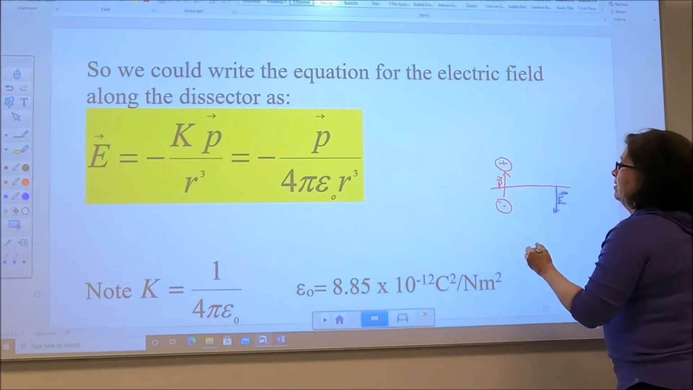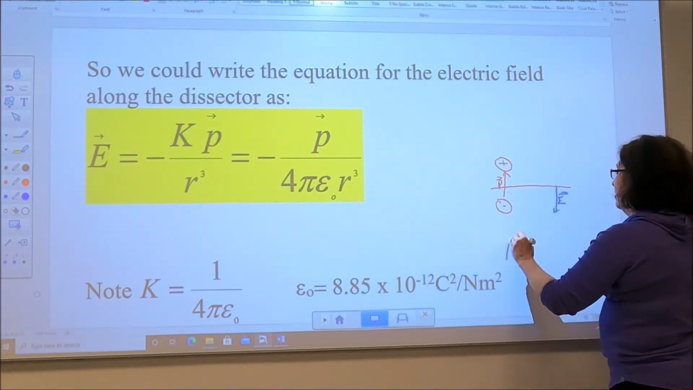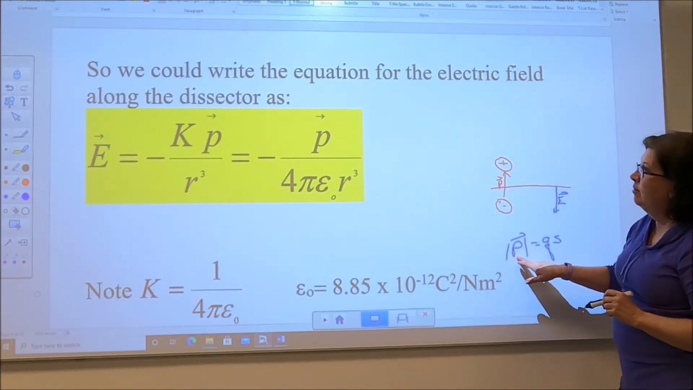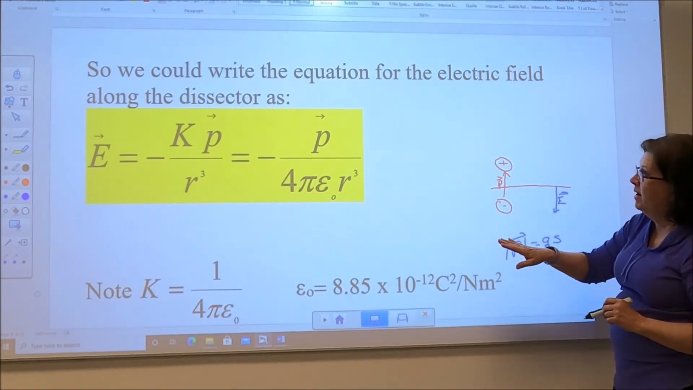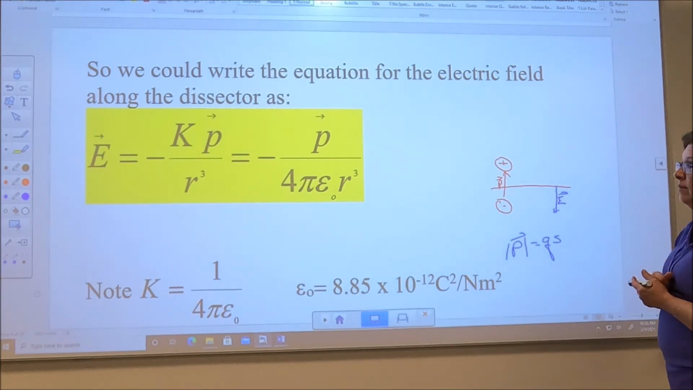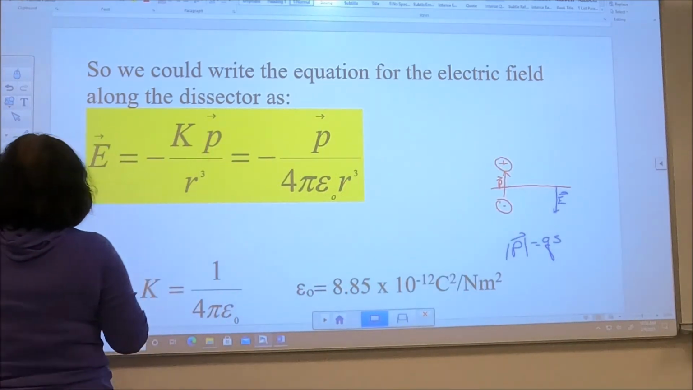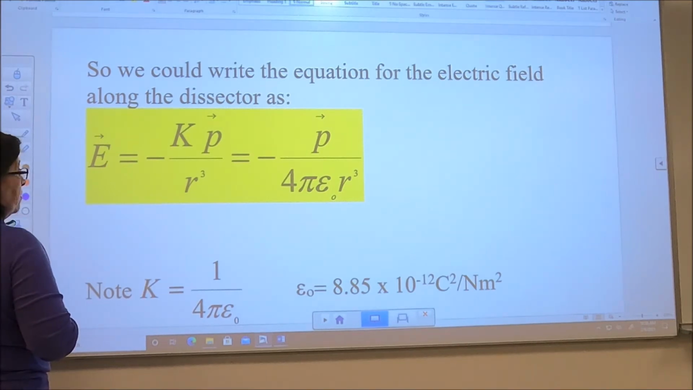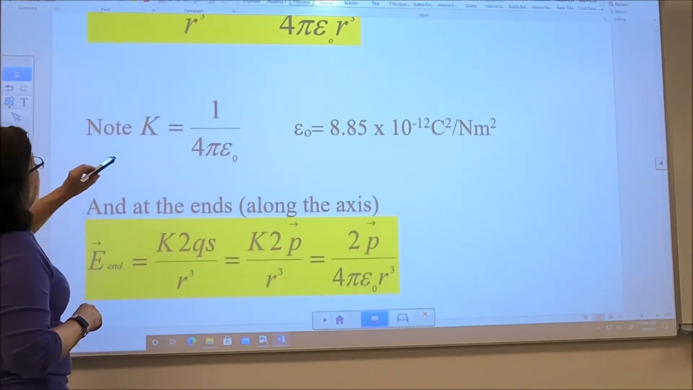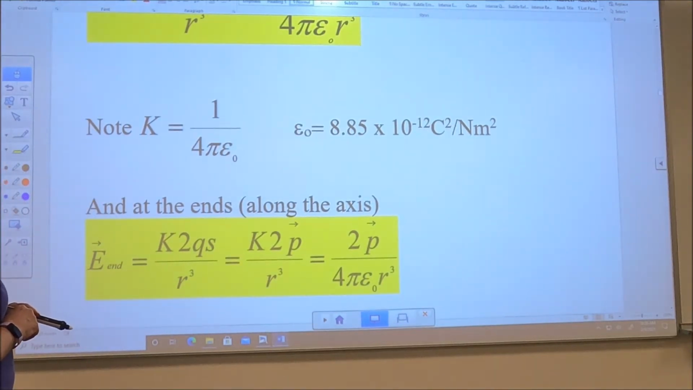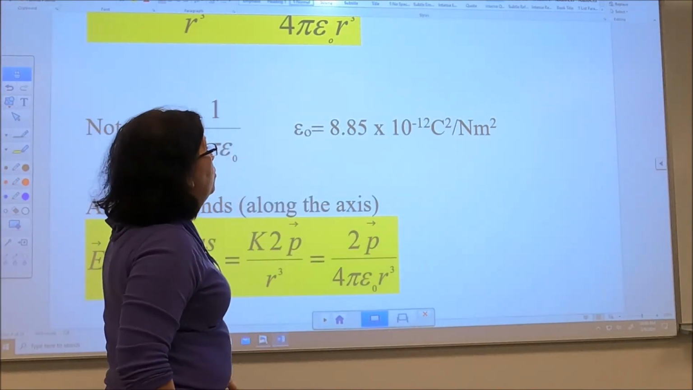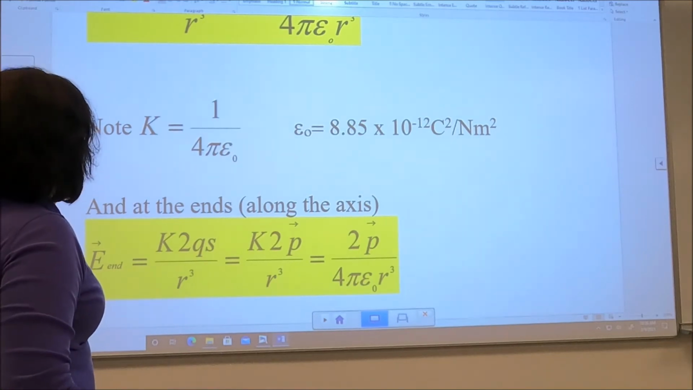So the moment, remember, is Q times S. And this dipole moment points from negative to positive. The electric field here points in the opposite direction. Note, K is equal to 1 over 4 pi epsilon 0, and epsilon 0 has a value of 8.85 times 10 to the minus 12 coulombs squared over newtons times meters squared.